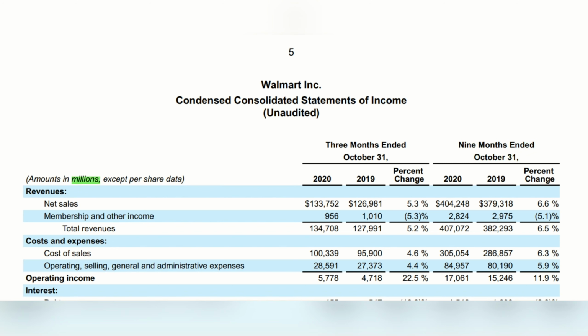It's also very important to note what multiple is being used here. If not, you might read the net sales as 133,752, which doesn't sound like much when it's one of the world's largest retailers. So in this case, it's in millions, which I've highlighted, but sometimes it's going to be hundreds of thousands, depending on the size of the company.